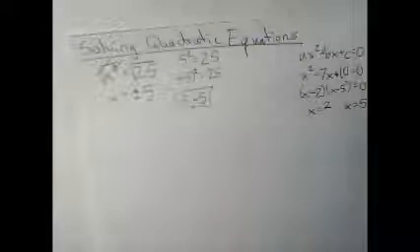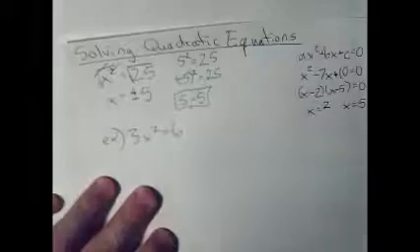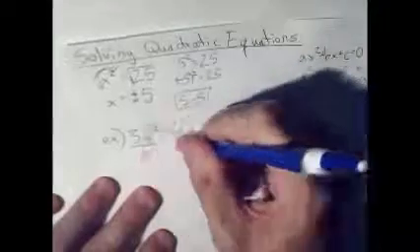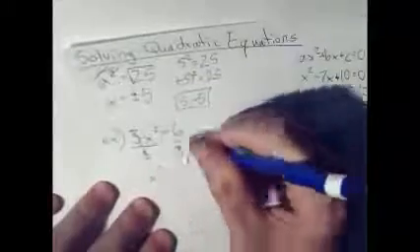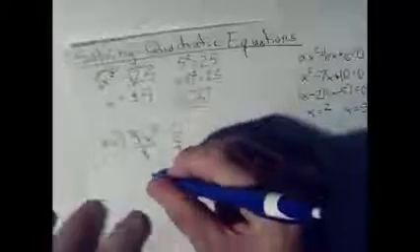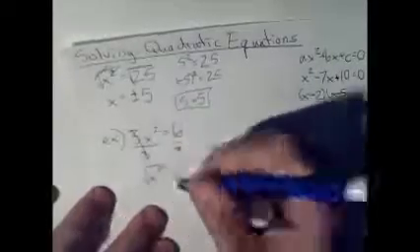Well, let's look at some more examples. What if I had 3x squared equals 6? First thing I want to do is get that x squared term alone. Divide by 3 to both sides. If I get x squared equals 6 divided by 3 is 2. Once I have the x squared alone, take the square root of both sides.